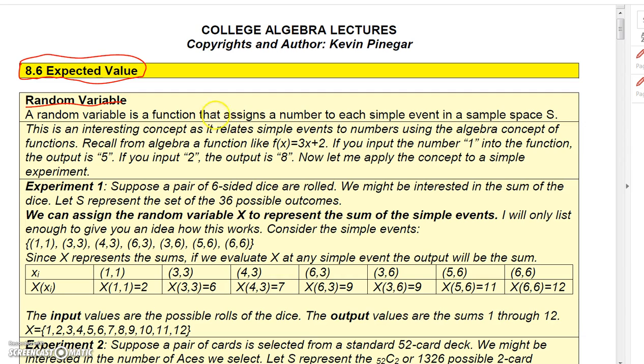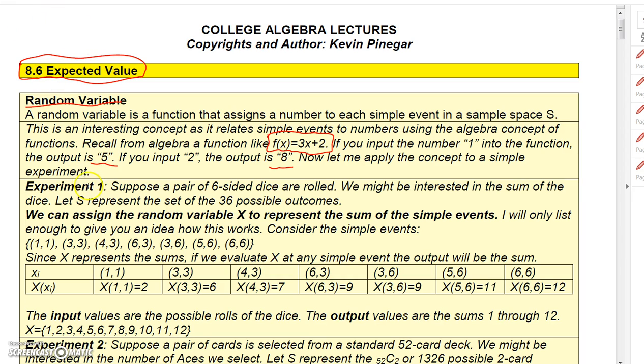Now you might remember from algebra that you could take a function defined by f of x equals 3x plus 2, and for every number that you plug in for x, it will assign a number to that. Like if you plug 1 in for x, it will actually give you an output of 5, so it will assign 5 to 1. If you plug 2 in for x, 3 times 2 is 6, plus 2 is 8, so it would assign to the value 8.